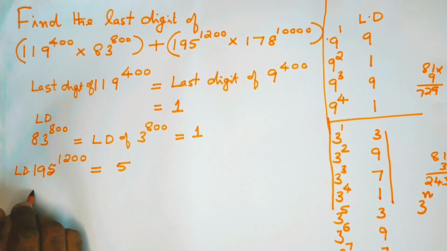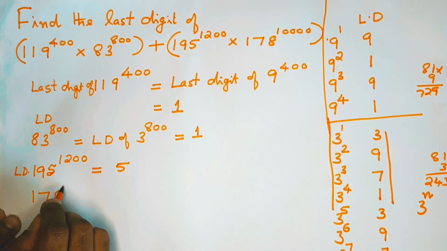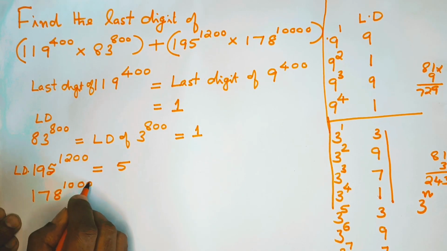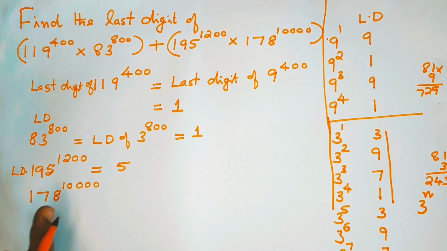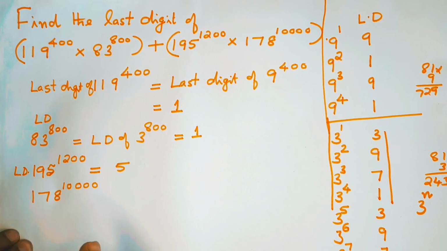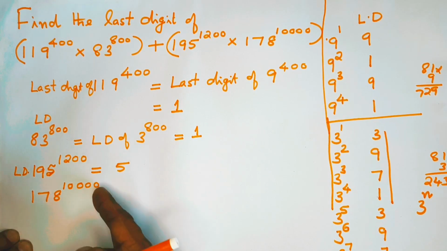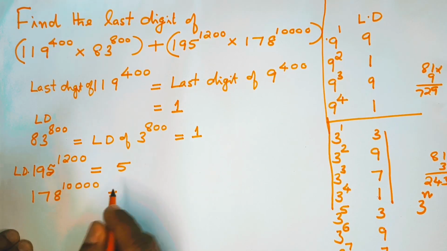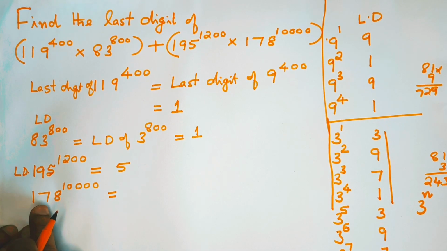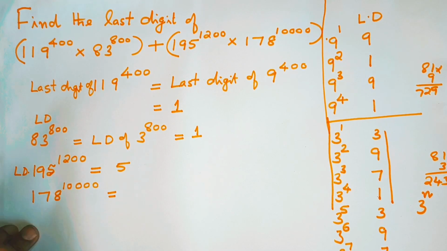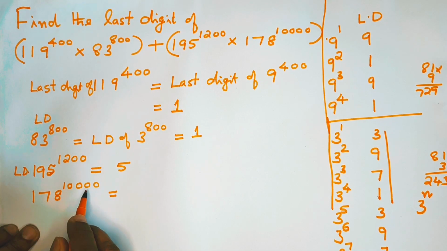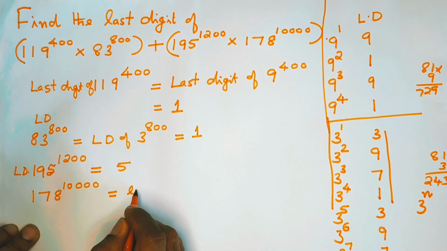Then take this number, 178 to the power of 10,000. See, there is a way to find out the last digit correctly, but you don't really need that for solving this problem. So I'm going to use another approach for the expansion of this number. I'm not finding the last digit. Even without finding the last digit of this number, this problem can be answered because 178 to the power of 10,000 is an even number.